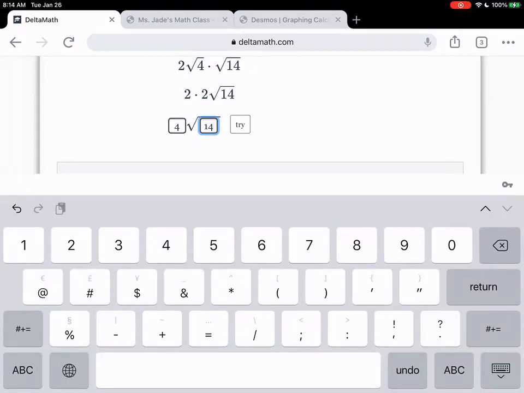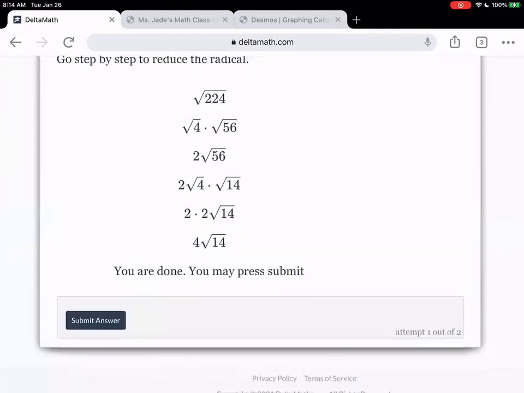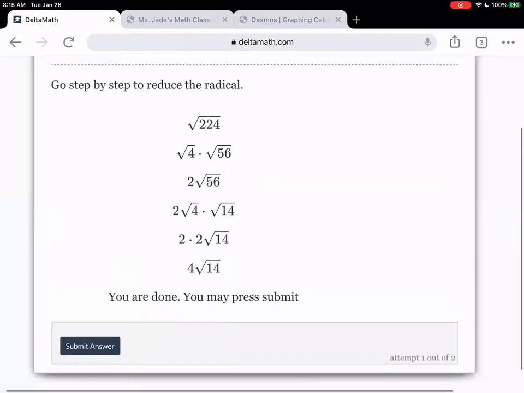And then I'll press try. And it says, you are done. You may press submit. So I'm going to submit answer. But before I do, are there any questions on this entire process? Okay, so submit.